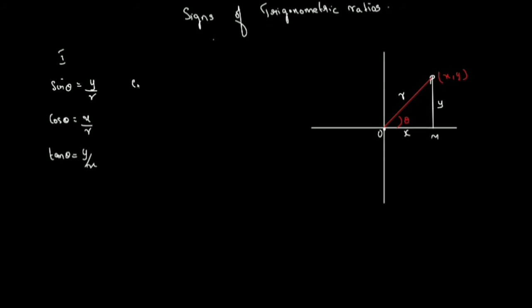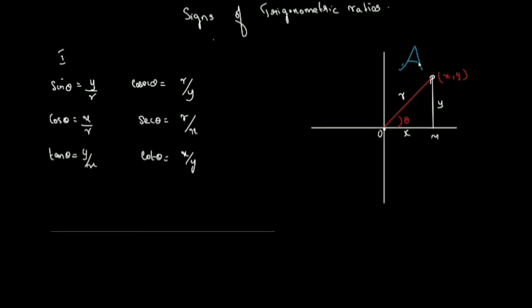What about cosecant theta? Cosecant theta will be r by y, the reciprocal of this. Secant theta will be r by x, and cot theta will be x by y. All the ratios are positive. So let us write that one, A, here. A represents all the ratios are positive.